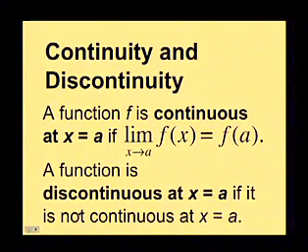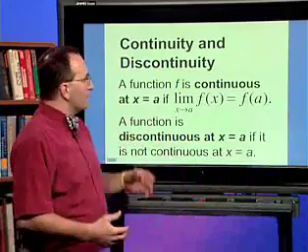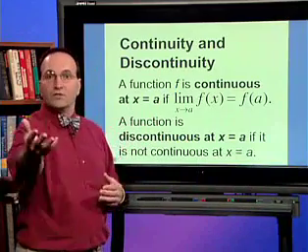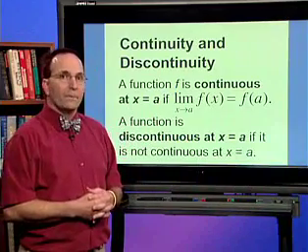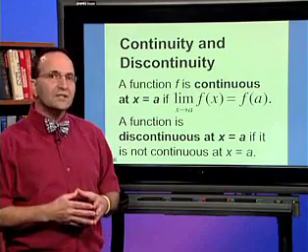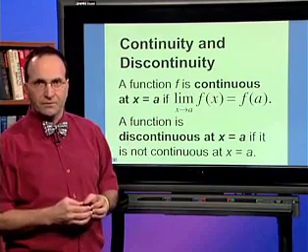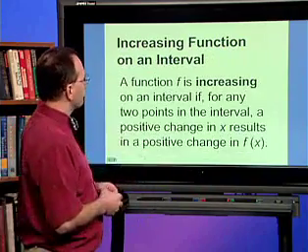Continuity. A function f is continuous at x equals a if the limit of f of x as x approaches a is equal to f of a. Now, a function is discontinuous at x equals a if it is not continuous at x equals a. This topic of using limits for continuity and discontinuity we'll get into much later in more detail. But now what I want to do is turn our attention to increasing and decreasing functions. Let's take a look at that.